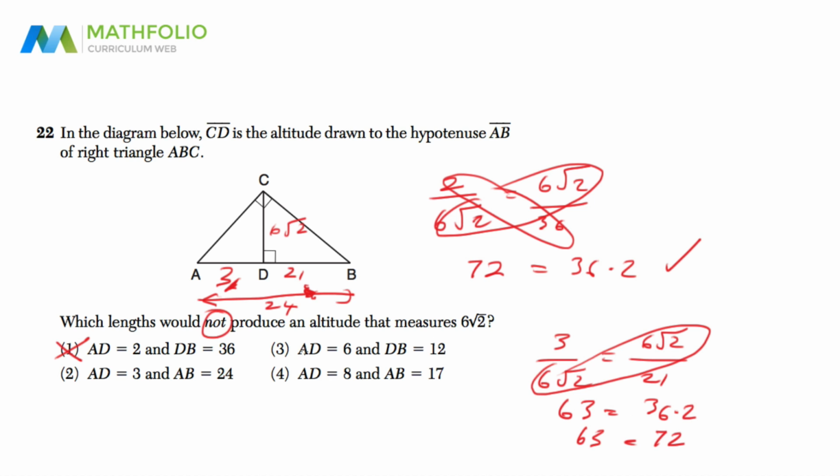So that is our answer. 3 and 24, right? This is our answer. So labeling is really important because DB is not the 24. In fact, DB is 21 because we know AB is 24.